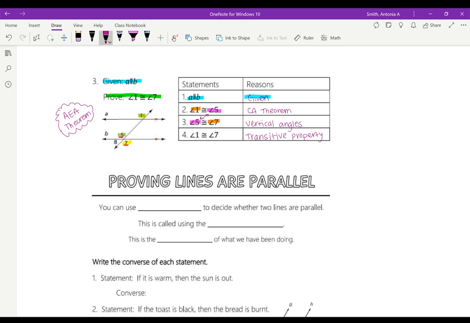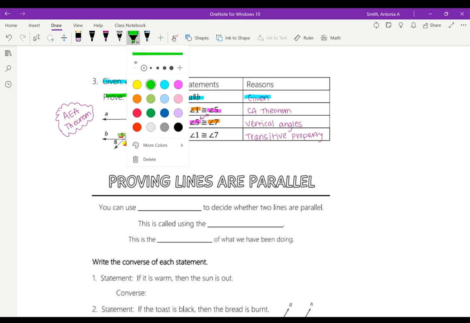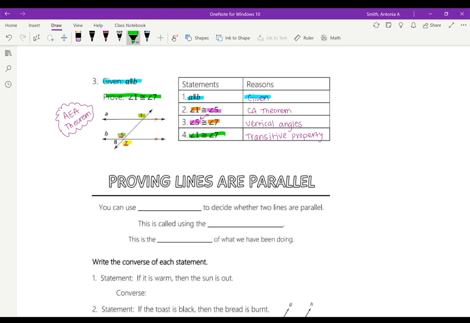If I'm the same height as Miss Swenson, and Miss Swenson's the same height as Miss Sutterfield, then I must be the same height as Miss Sutterfield. If angle 1 is congruent to angle 5 and angle 5 is congruent to angle 7, then angle 1 must be congruent to angle 7. That's it for this proof. Did we prove what we wanted to? Yes. So we're done.